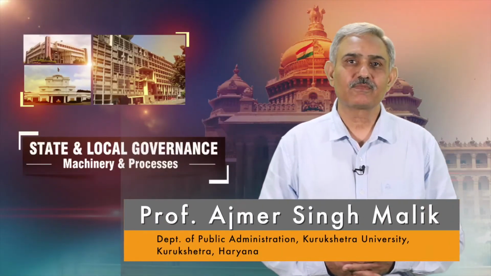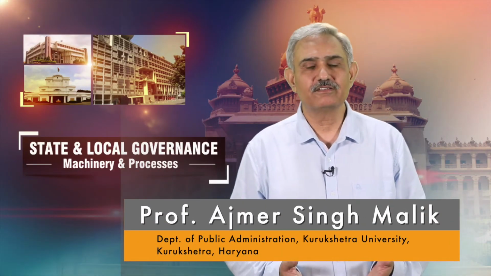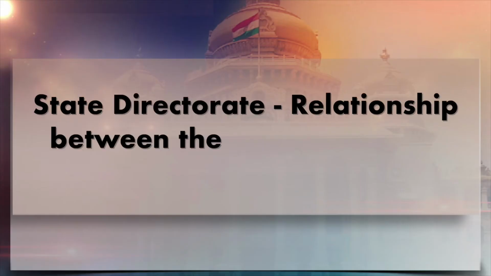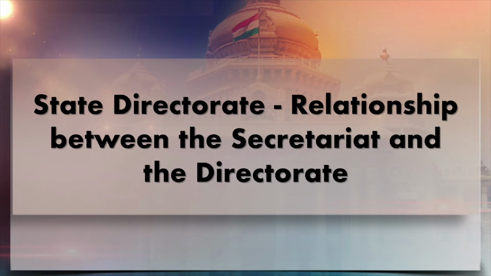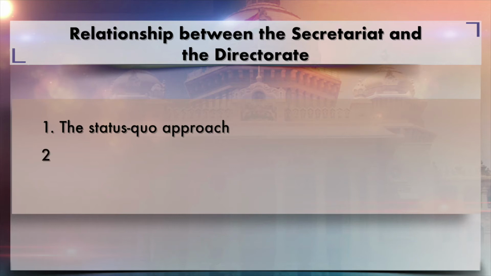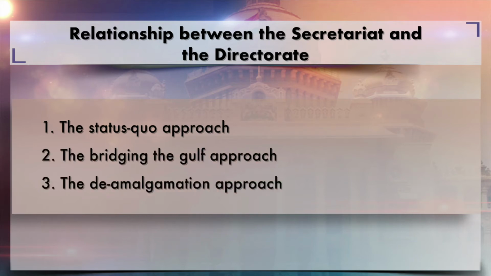Hello students, let's take up the last part of the State Directorate. Rather, we say the relationship between the State Secretariat and the State Directorate. As you know, the Secretariat department is different from the Executive department or the Directorate department, but they are related to each other in a certain pattern of relationship. The pattern of relationship is described under three approaches, which are the status quo approach, the bridging the gulf approach, and the de-amalgamation approach.